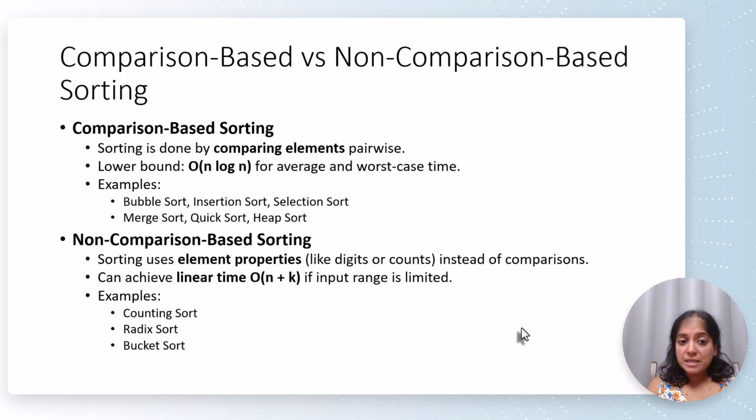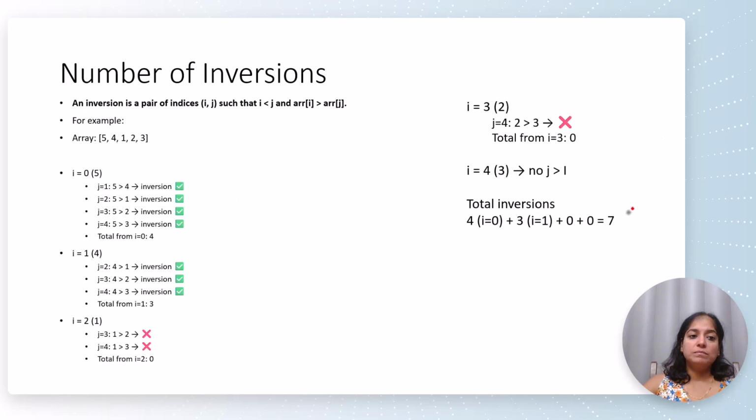In non-comparison based sorting, we sort elements using their properties. Like we said, the number of digits. Again, 10 has 2 digits, 100 has 3 digits. So 100 is greater than 10, based on the number of digits we count. Then the number of inversions.